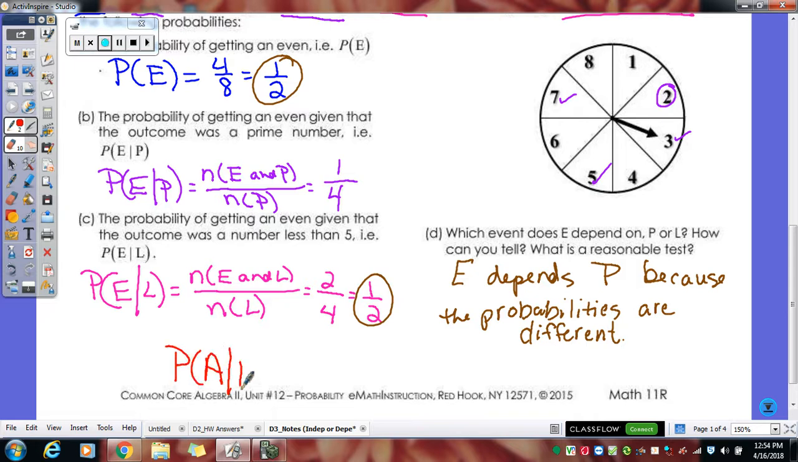The probability of any event, I'll just use A for right now, given another event, I'll use B, has to be equal to the probability of just A. That's how you know it's independent. If those 2 things are equal, like it was in A and C, then those 2 events are going to be independent. If your probabilities are different, that's when they're dependent. One does depend on the other one.